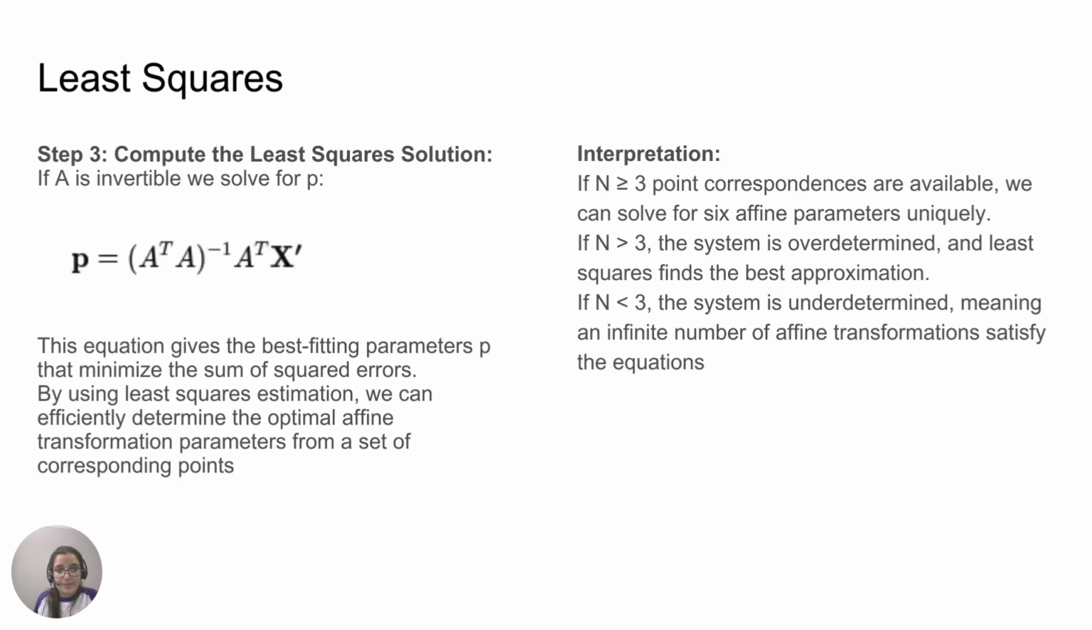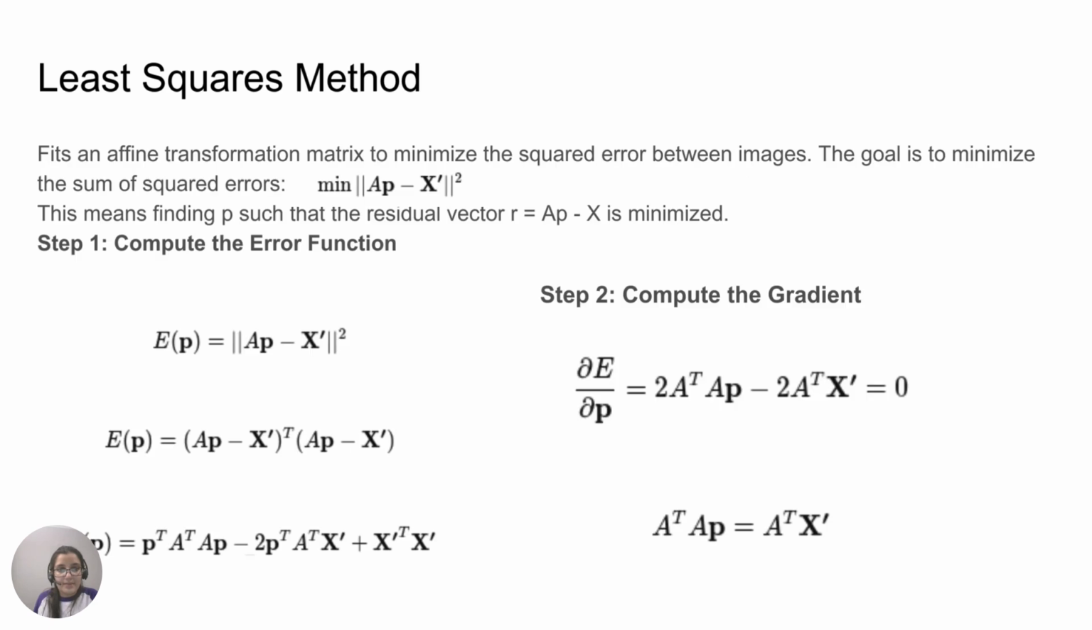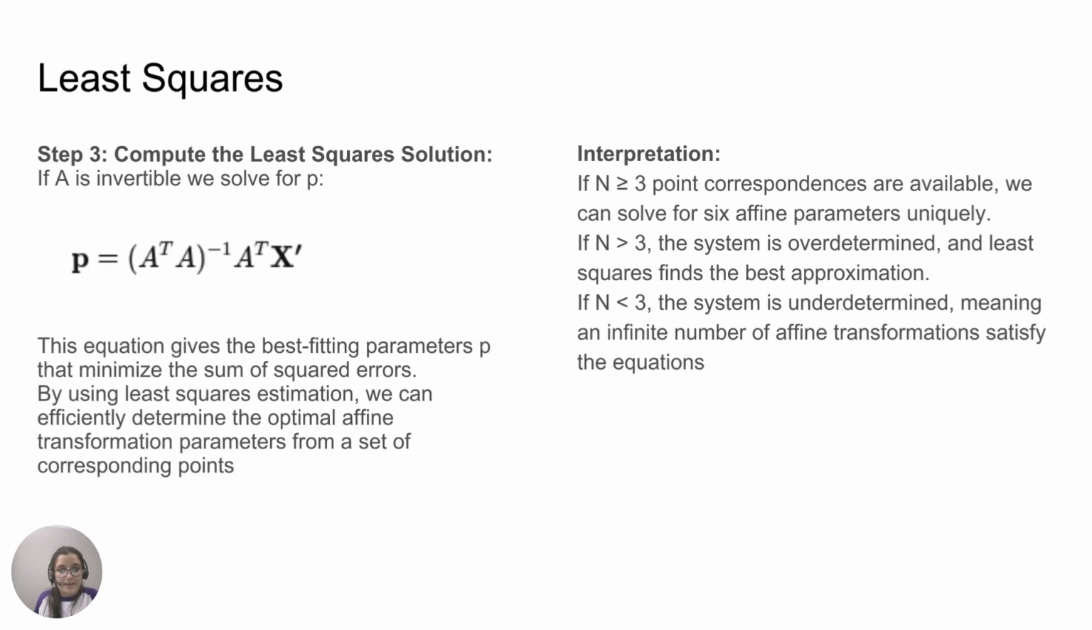So the least squares basically does this in three steps. First, computing the error function, which can be expanded and written like this, and after we normalize and solve it we get this equation. Then we compute the gradient, and if A transpose A is an invertible matrix, we solve it for P. This gives us the best fitting parameters that minimize the sum of squared errors.